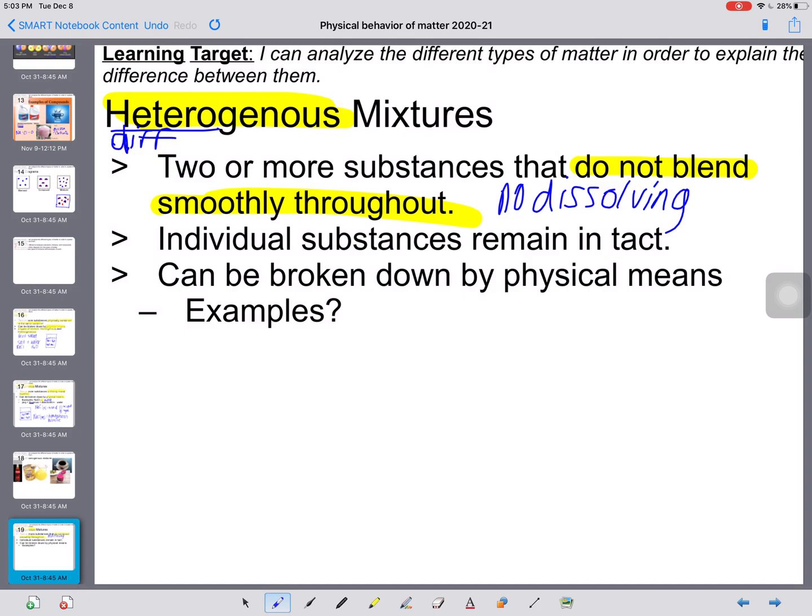Okay. Now, some examples would be like a fruit salad. A fruit salad is a heterogeneous mixture because it's 2 or more different things mixed together in the same container, physically combined, and each individual piece remains intact, right? So you could separate the strawberries from the blueberries from the bananas, whereas in the homogeneous mixture, if you blended that together, you now cannot separate the strawberries from the blueberries from the bananas, okay?